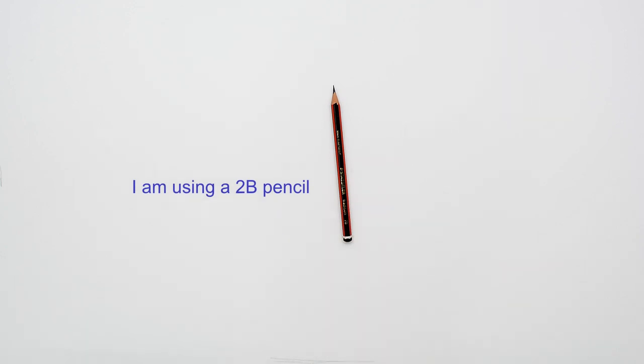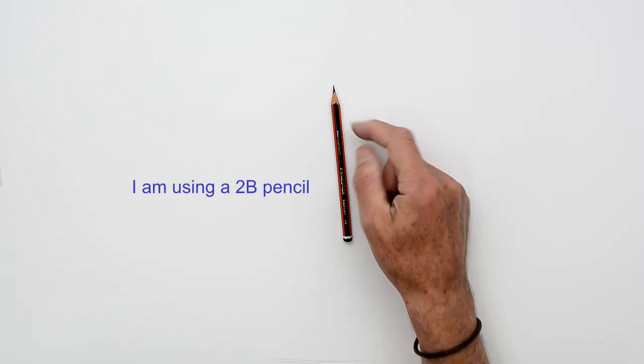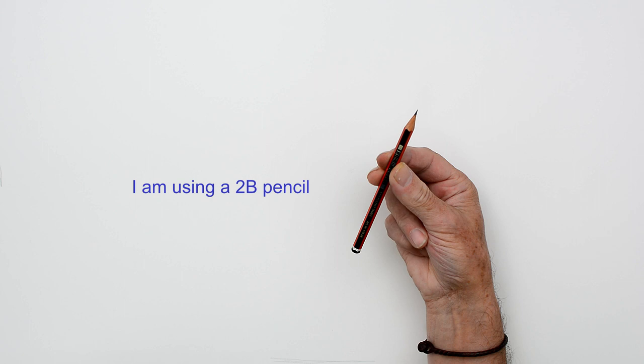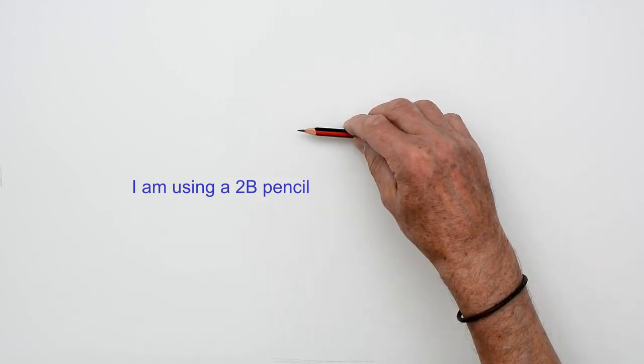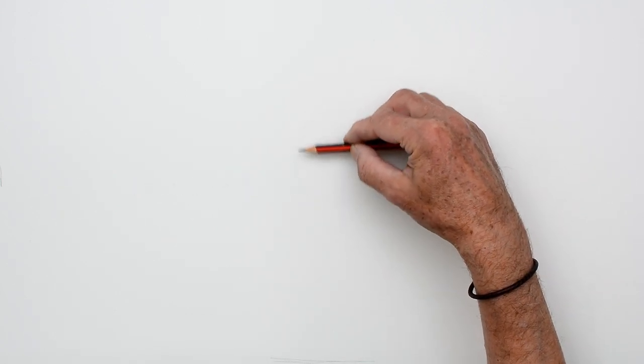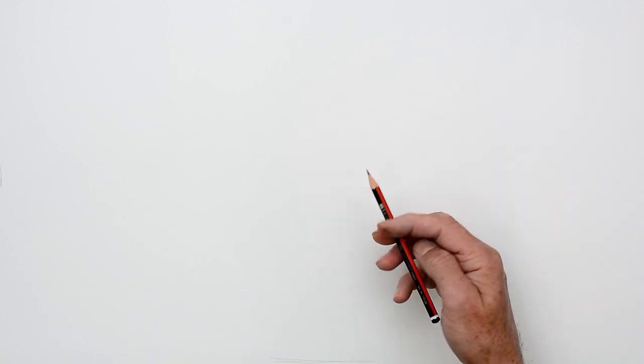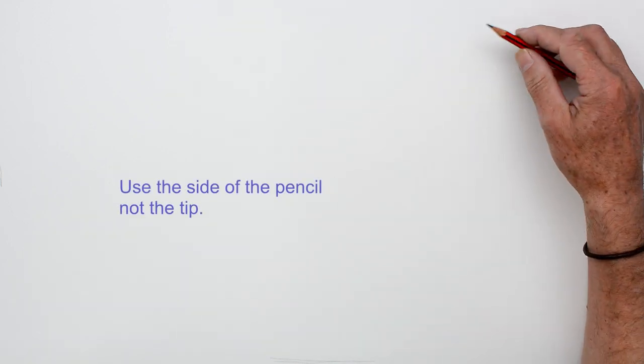Right, we're going to start with a 2B pencil. Now make sure that it's very sharp, and we're going to hold the pencil this time slightly differently. See how I was holding it between two fingers and a thumb? And we're going to use the side of the pencil to do the shading.